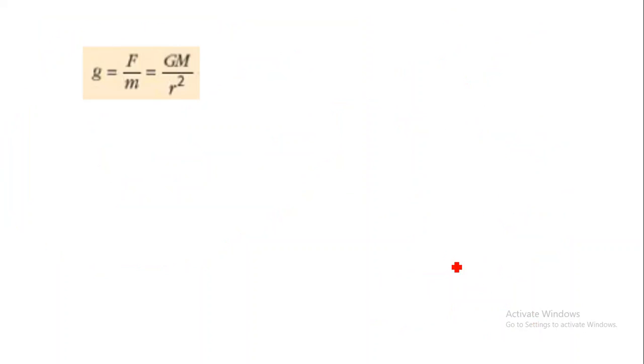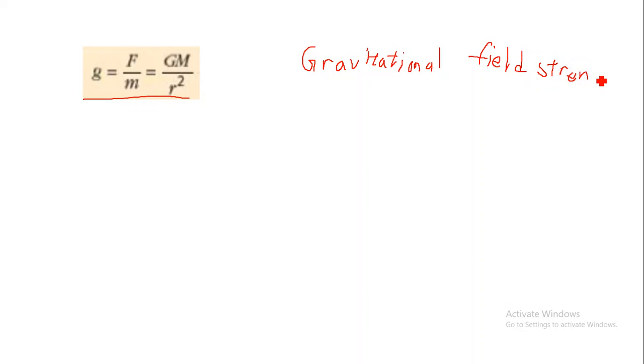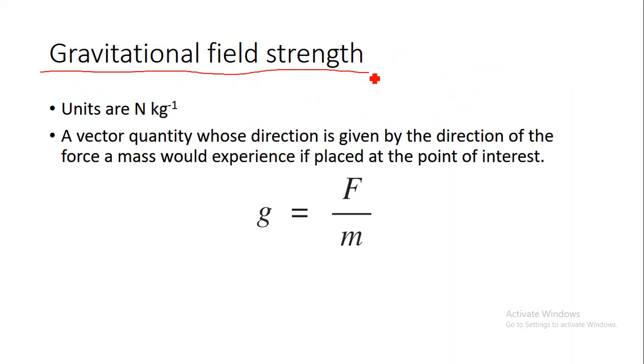Okay, next we're going to see what this is. This is gravitational field strength. This gravitational field strength is given by g equal to F over m, just force per unit mass. So the equation is just G m over r squared. Okay, let's see what this means. Gravitational field strength has units N kg inverse.